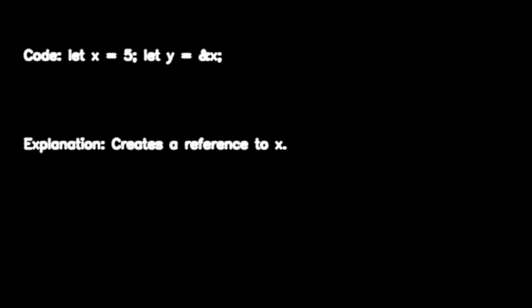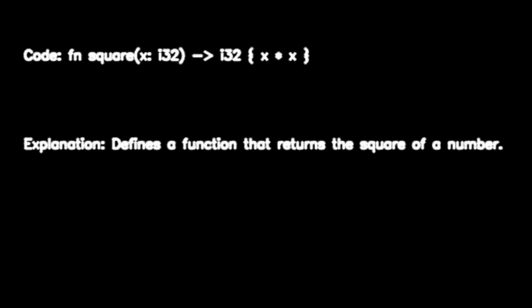Code. let x = 5. let y = &x. Explanation. Creates a reference to x. Code. let z = Box::new(10). Explanation. Creates a boxed value. Code. fn square(x: i32) -> i32 { x * x }. Explanation. Defines a function that returns the square of a number.